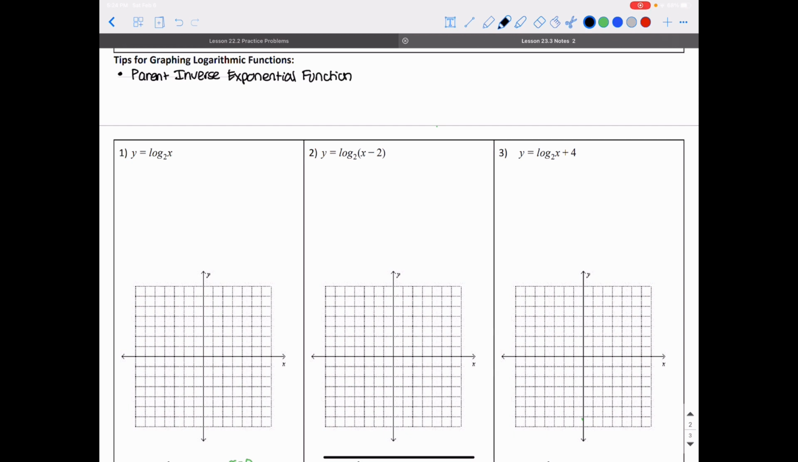Of the logarithm that we want, and then we're going to go to just the parent logarithmic function, the parent log function, and after we do that, we're going to apply transformations. We're going to apply the transformations to get us our final log.